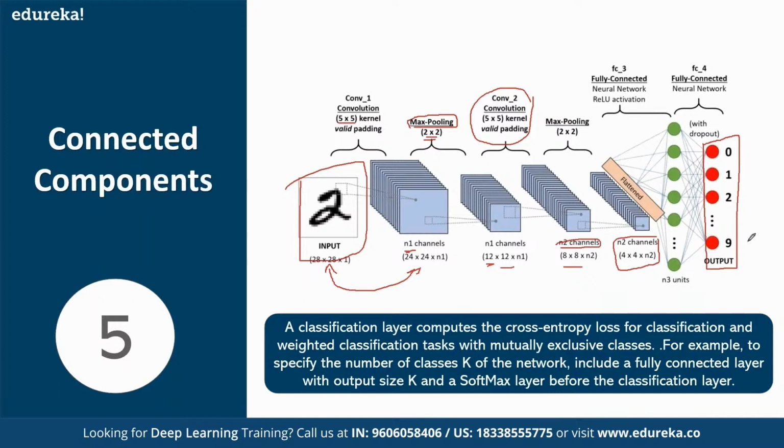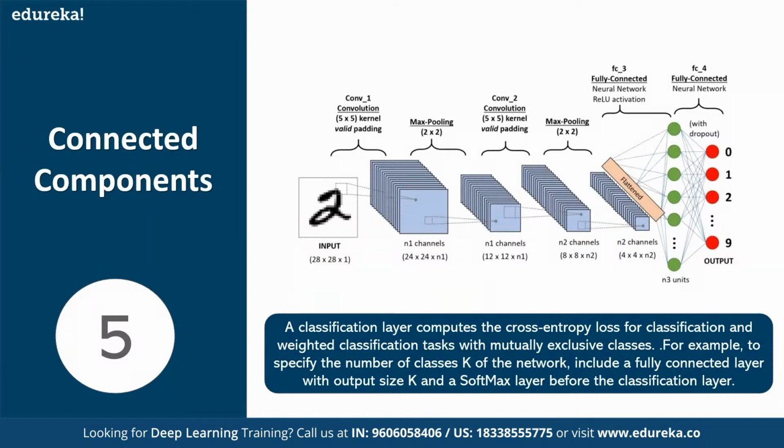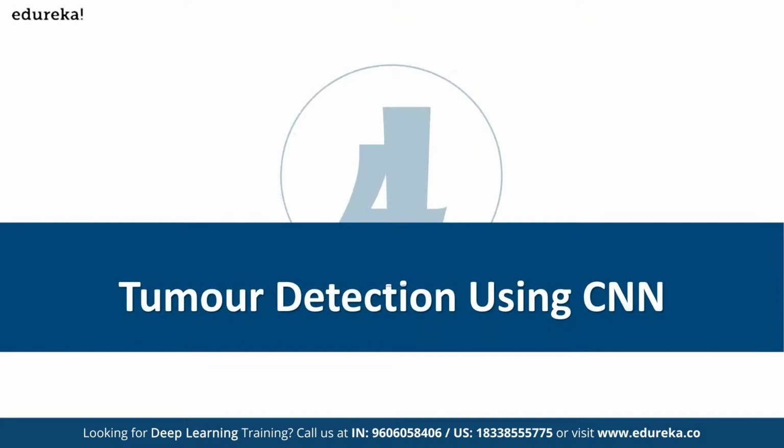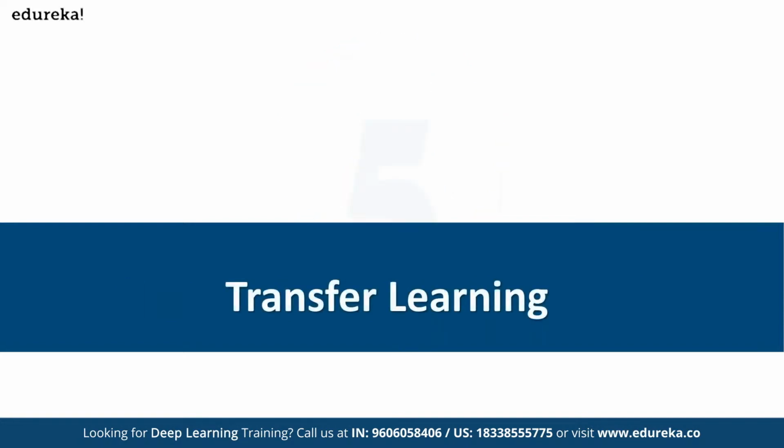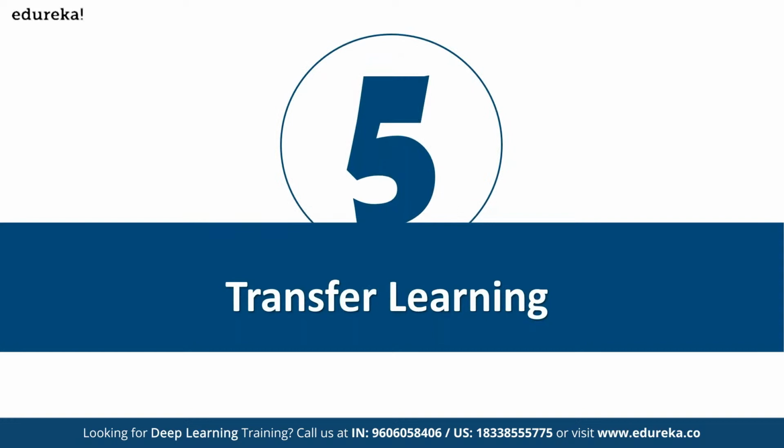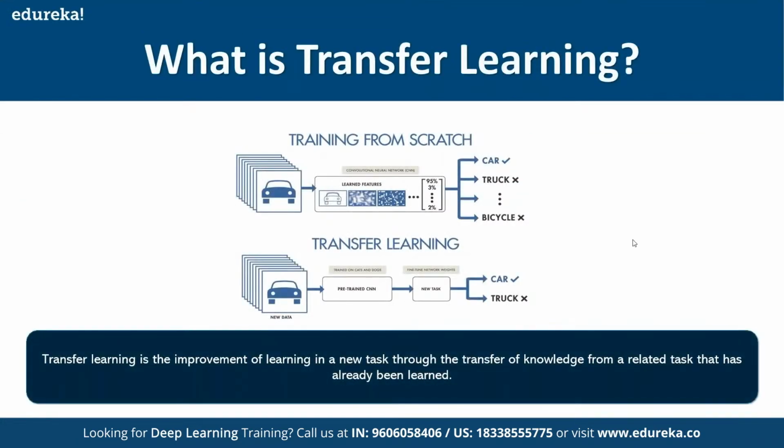Now, in our webinar, we are going to perform tumor detection using this convolutional neural network. To perform this brain tumor detection, we'll make use of a concept called transfer learning. In transfer learning, what we'll be doing is we'll make use of a model which has already been trained for a given specific task, and we'll use the already trained model and train it on a specific data set which we are interested in.